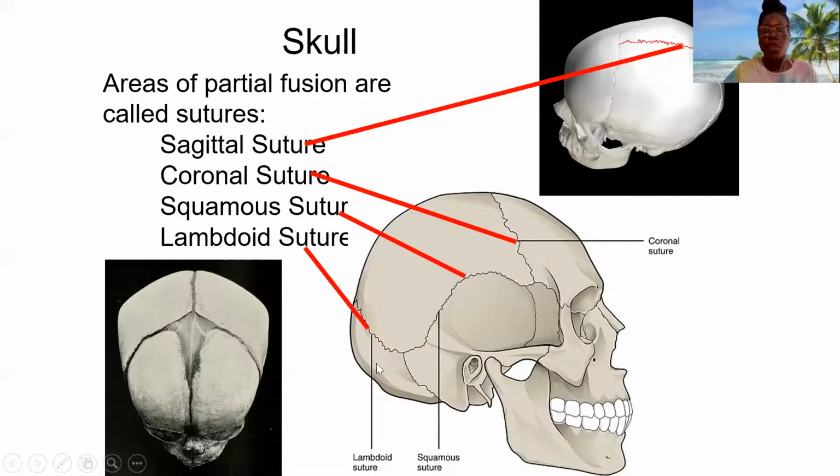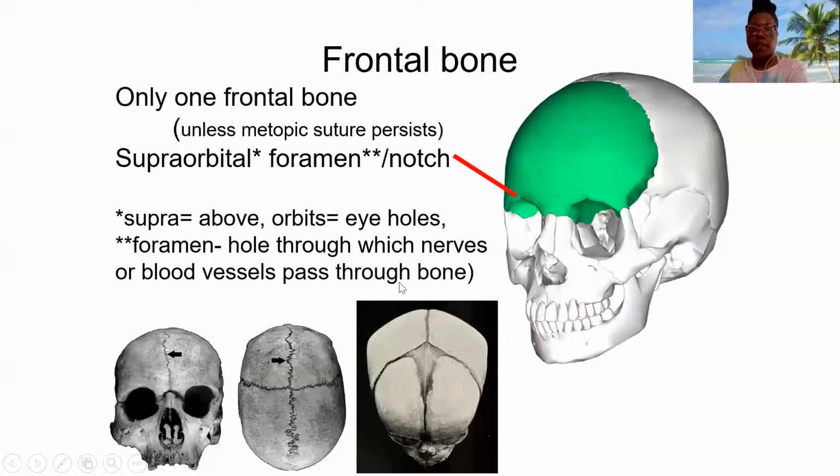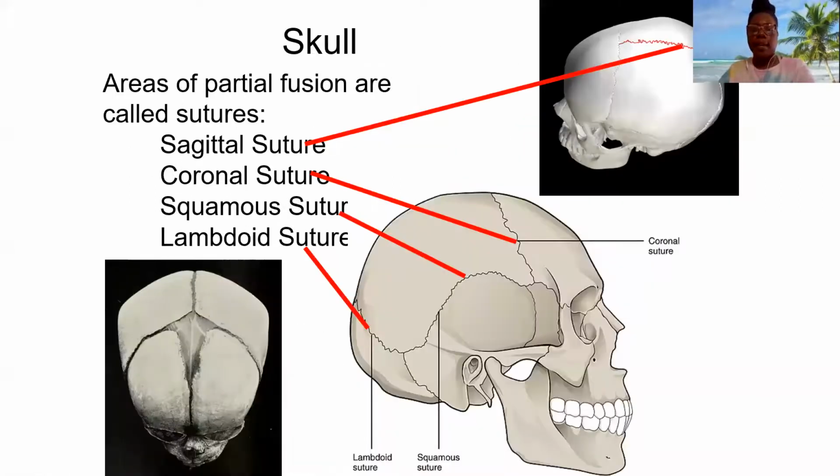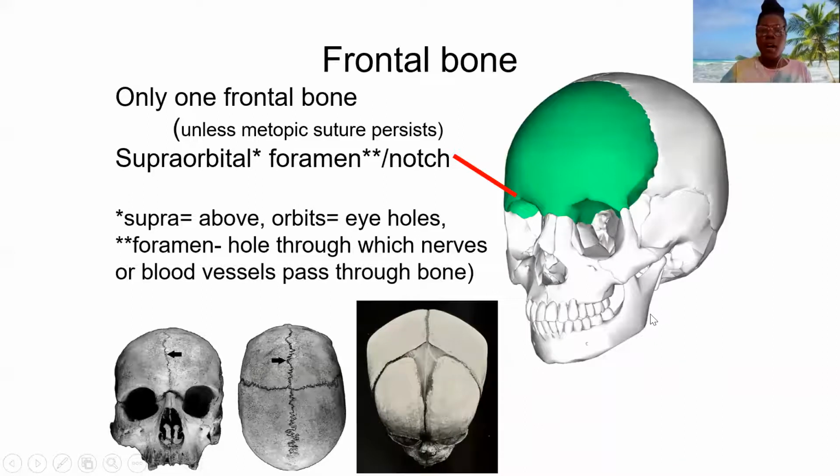And the lambdoid suture is kind of this V-shaped suture that separates the occipital bone posteriorly from both halves of the parietal bones. So these are our 4 suture lines, and they can be seen on most skulls as those remnants of lines of demarcation. So let's move on to describe each of the bones individually.